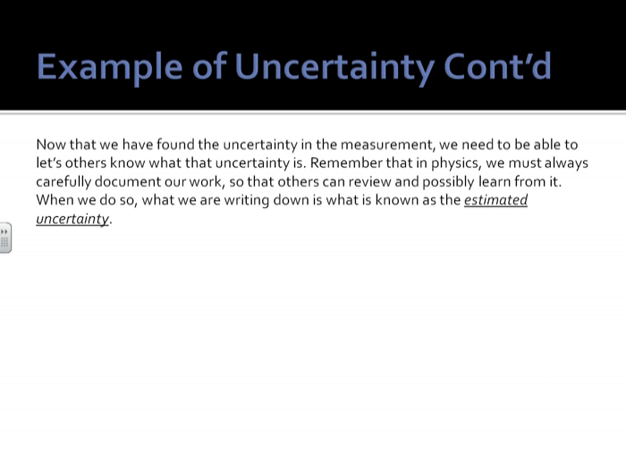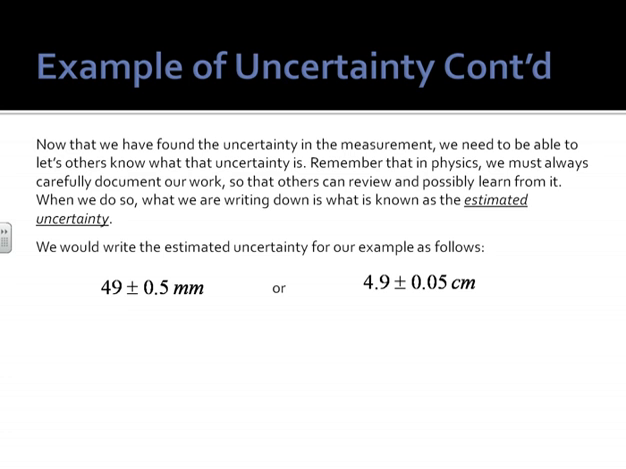So now that we have found the uncertainty in the measurement, we need to be able to let others know what that uncertainty is. Remember that in physics, we must always carefully document our work so that we can review and possibly learn from it. When we do so, what we are writing down is what is known as the estimated uncertainty. We would write the estimated uncertainty for our example as follows. We would either say it's 49 plus or minus 0.5 millimeters or 4.9 plus or minus 0.05 centimeters.